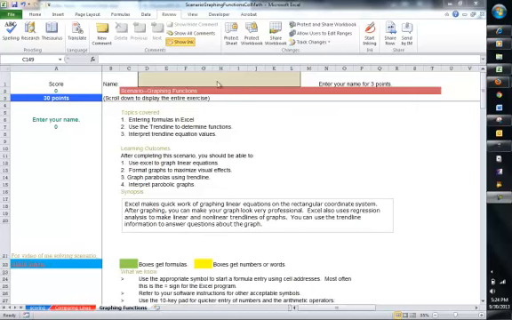All right, we're doing the scenario graphing functions. First thing you want to do is make sure you put your name in.